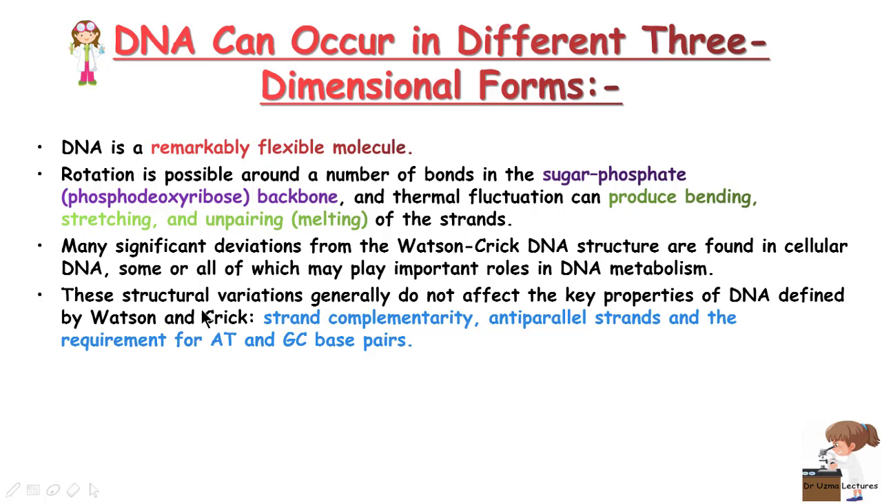There is a structure variation which is defined by the Watson and Crick base pairing, which shows complementarity and the anti-parallel strands. Anti-parallel pairing means one should be a purine and the other a pyrimidine, not purine and purine, right? And it has complementarity, that is AT and GC. AT has two hydrogen bonds, and GC has three hydrogen bonds.